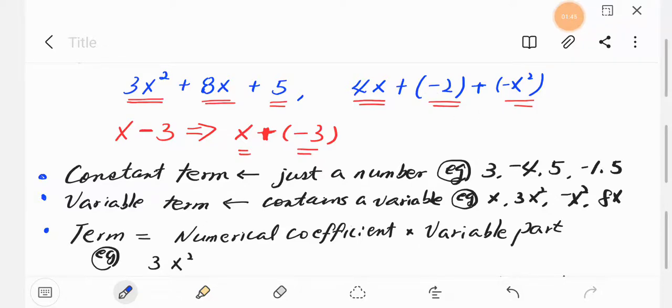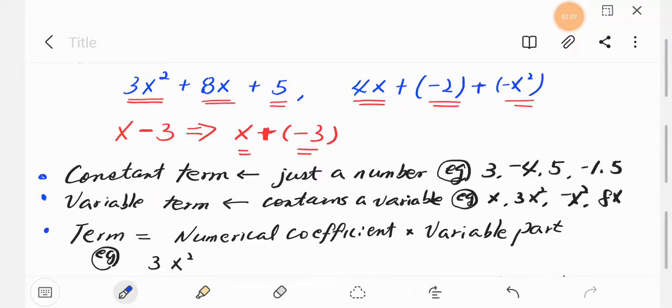And variable term. A variable term means the term contains a variable. So the first expression has 3x squared as a variable term, and 8x is a variable term. For the second expression, 4x and negative x squared are the variable terms.